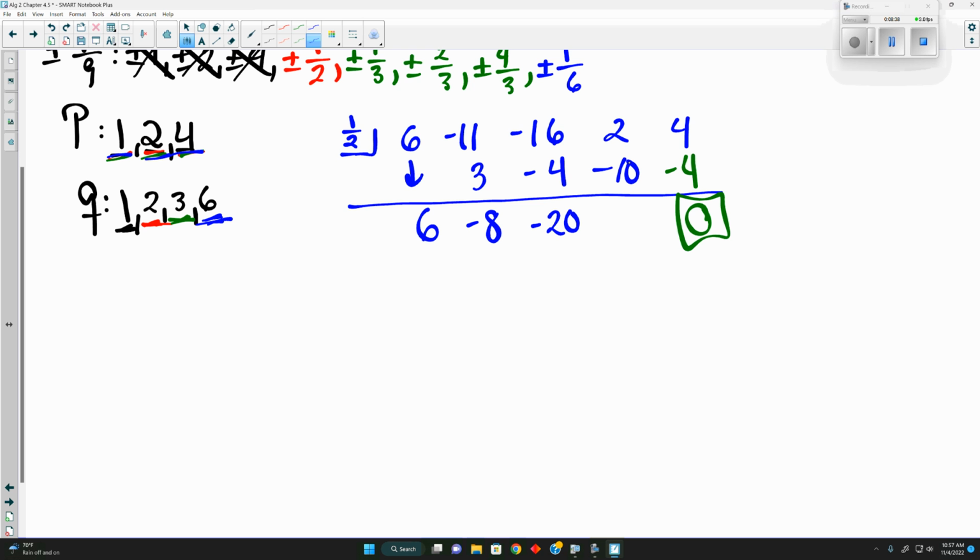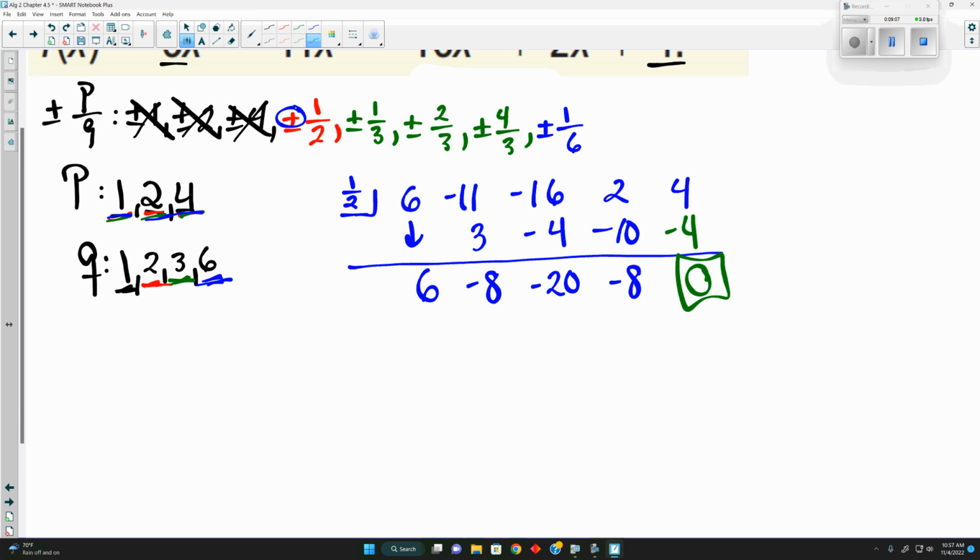And we could do these in a calculator. We can just have it 1/2 times 6, get 3. Negative 11 plus 3 is negative 8. Half times negative 8 is negative 4. Negative 16 plus negative 4 is negative 20. Multiply negative 20 by 1/2 and get negative 10. Negative 10 plus 2 is going to be negative 8. 1/2 times negative 8 is indeed negative 4. And 4 plus negative 4 is 0. Okay.